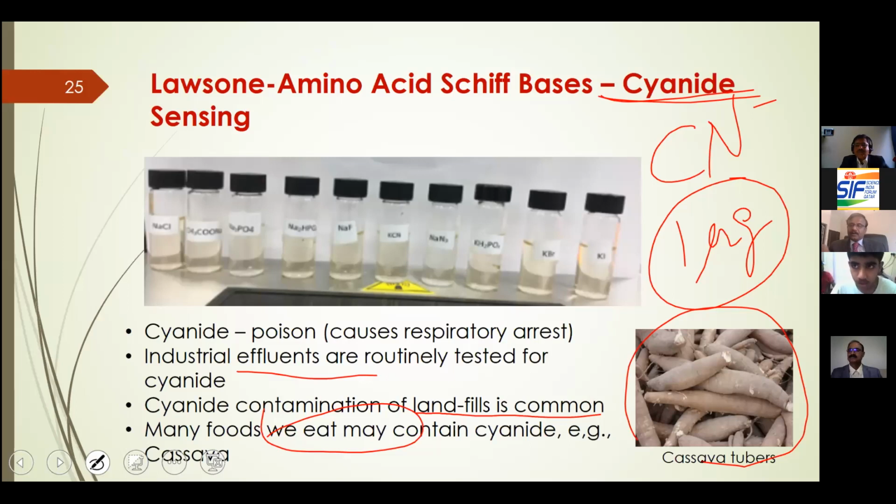If you grow cassava in very highly irrigated areas, it doesn't produce cyanide. If you grow it in very arid conditions, when the water content is very low, it has lots of cyanide in it. So people could easily die by eating cassava, depending on how it is grown. So we tested some of these compounds. I'm showing only one example here to see if we can detect cyanide, and the answer is yes. You can see that it changes color very quickly, indicating the presence of cyanide.